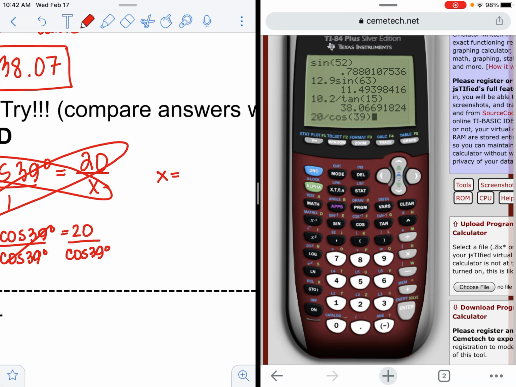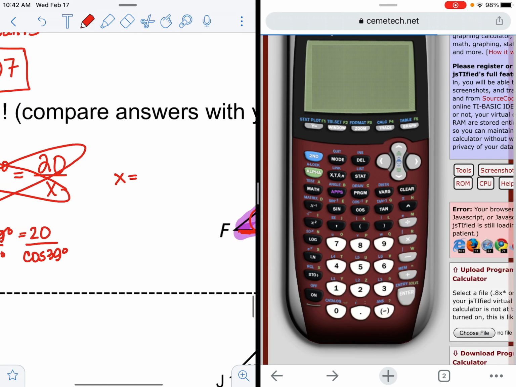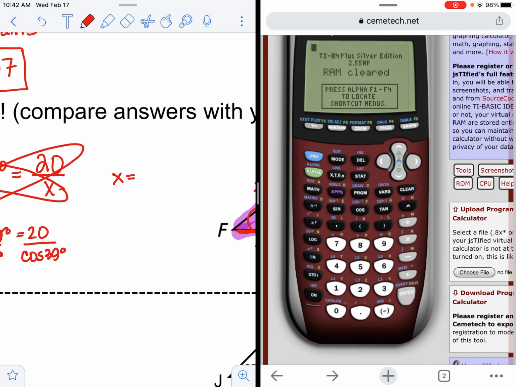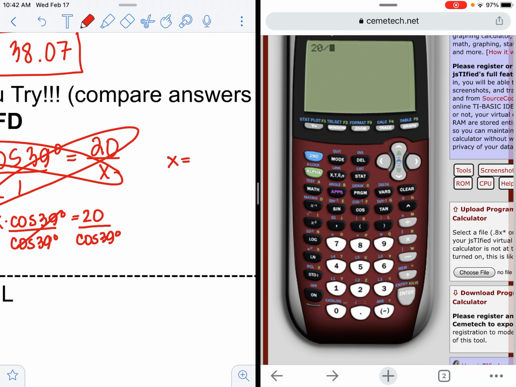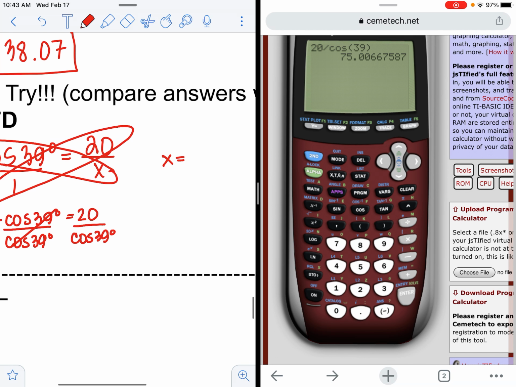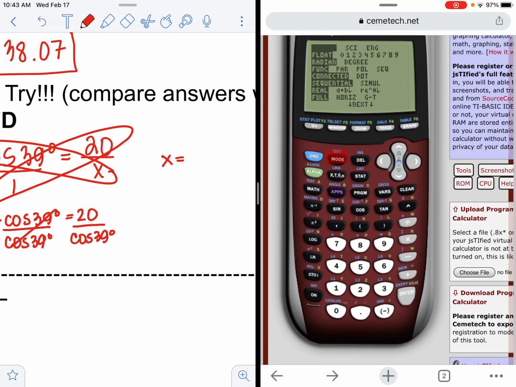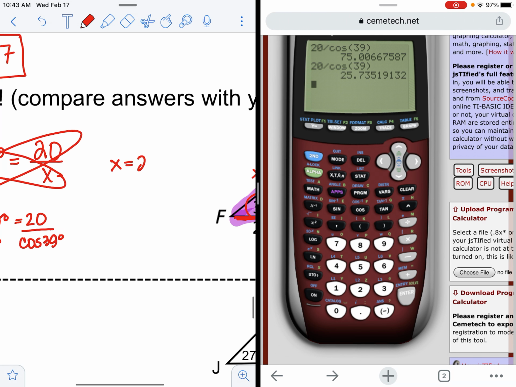I have X equals, and I'm going to do 20 divided by cosine of 39, close the parentheses, hit enter, and I get 25, it went away. Oh man, 20 divided by cosine of 39, enter. And I got, oh, and my calculator reset, my mode did. See that? My calculator's finicky. Yours will never do that. All right, 25.74.